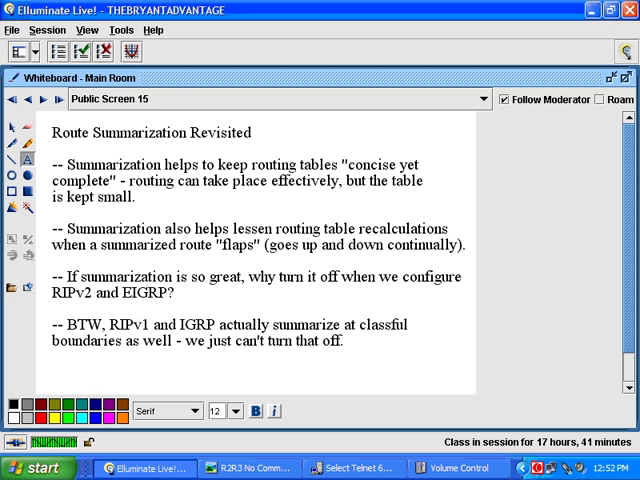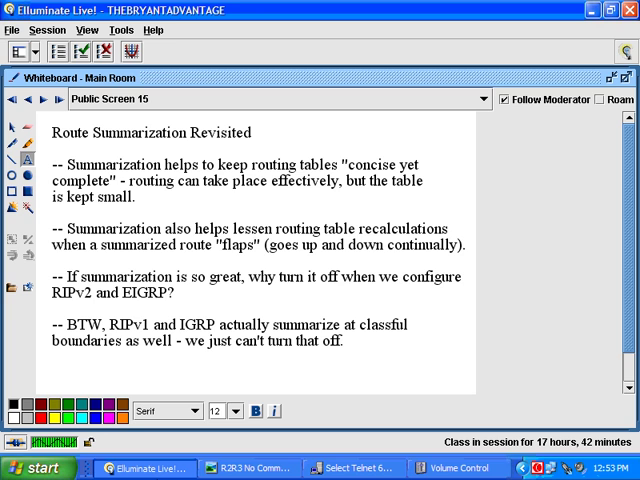And one question you may have at this point then is say, well, Chris, this summarization is so great, and you like summarization so much, why do we always turn it off when we configure RIP version 2 and EIGRP? Why do we do that? Well, I'm going to show you in just a moment. But before we do that, we need to keep in mind that RIP version 1 and IGRP actually do perform summarization at classful boundaries as well. We just can't turn that off.